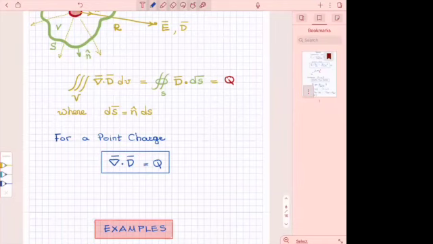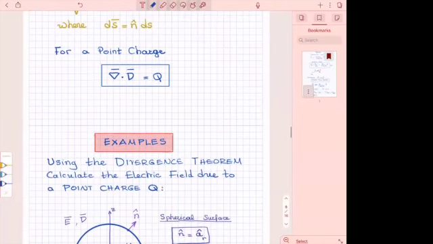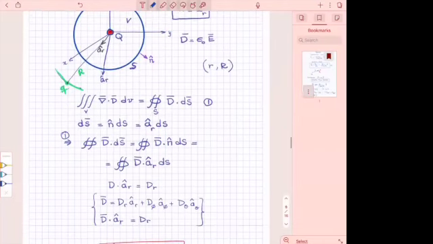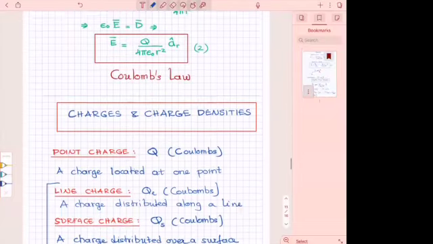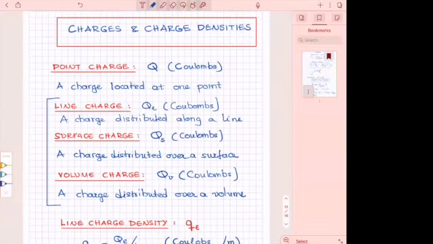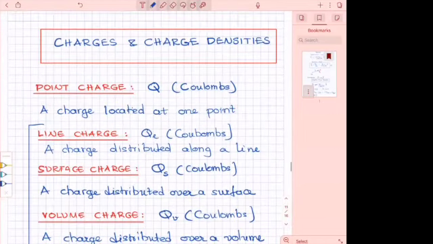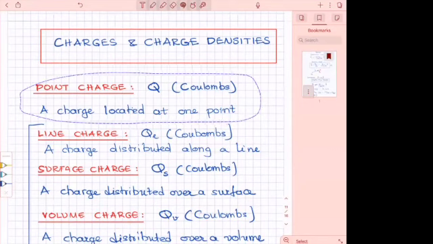They're not points. So we have to move away from the point charge. And to be able to move away, we have to introduce what we call the charge density, okay? Charge density. So the point charge, which we have seen so far, is a charge located at one point, and the unit is coulombs.